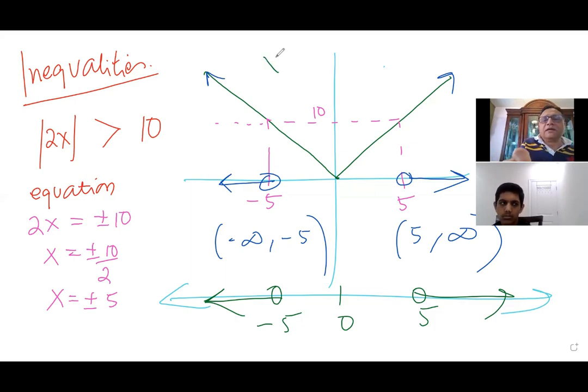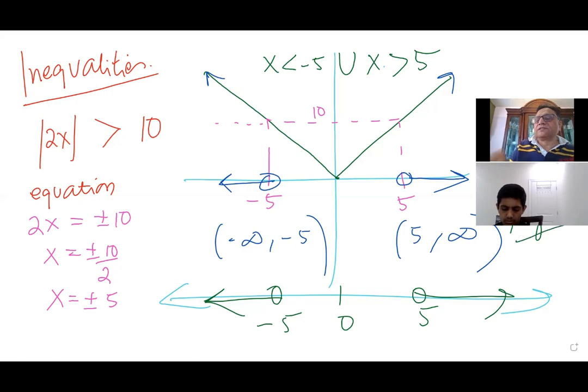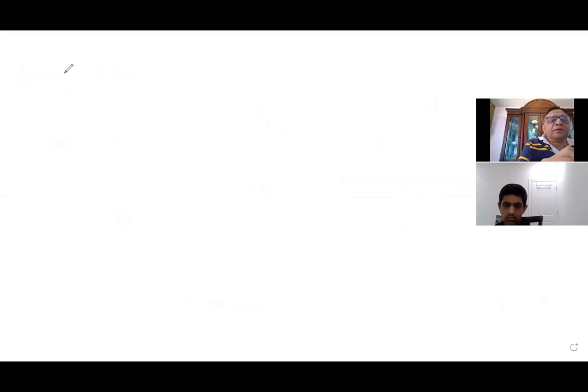If I have to write the solution as an interval, I will say x is less than minus 5 union x is greater than 5. So you could actually represent this solution in so many different ways. Is that clear to you? Perfect. So that is how we have to look at inequalities. Always the solution is an interval or a region. Remember that it is not just a point. Is this clear to you? Very good. So let's look into another example now.